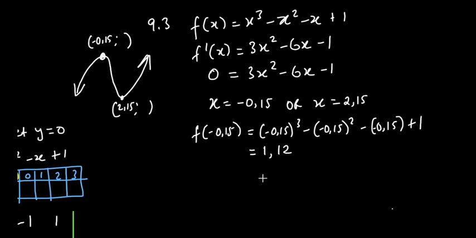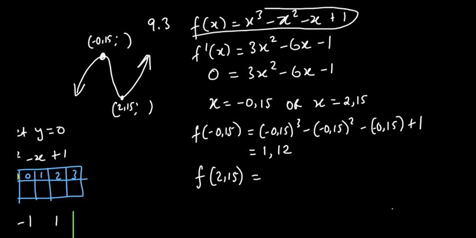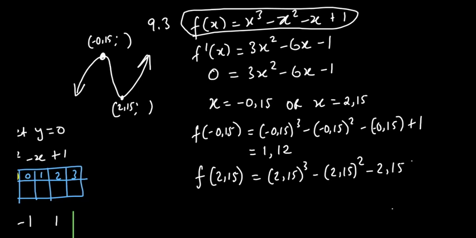Okay. And then you find for that, so you say f of 2.15. Just don't make a mistake of substituting in this equation. It must be in the original equation, okay, to get the y values. So you're going to say 2.15 cubed and then minus 2.15 squared minus 2.15 plus 1. The answer should be 4.17.